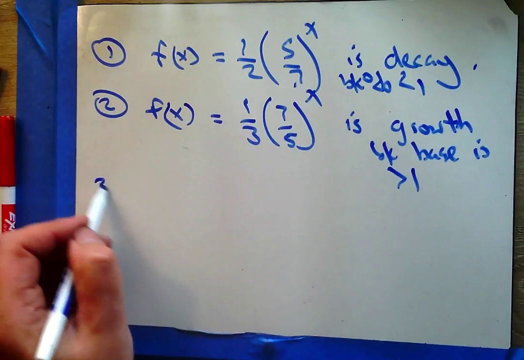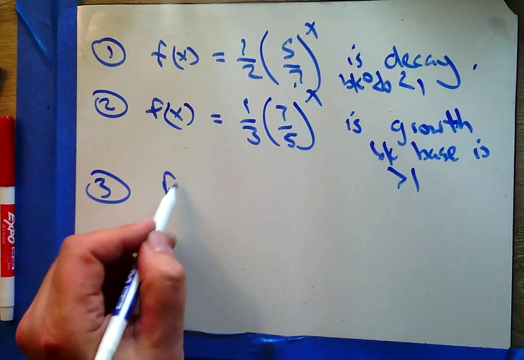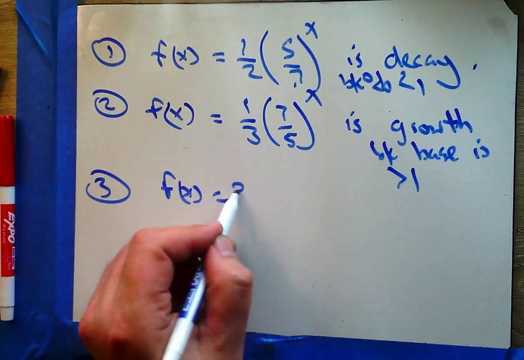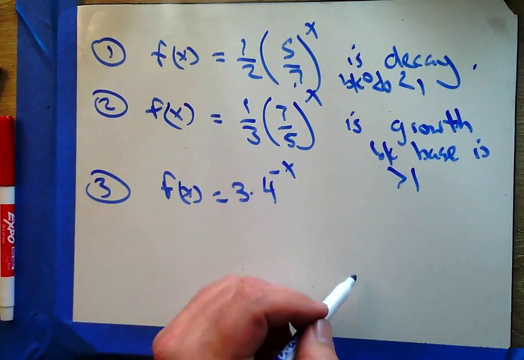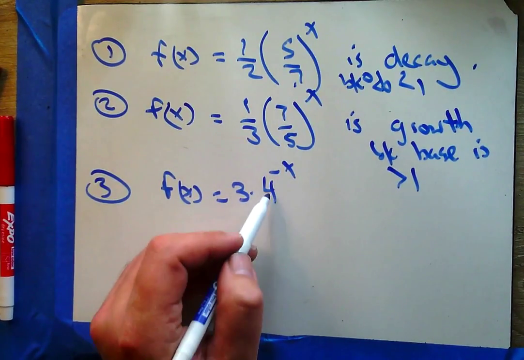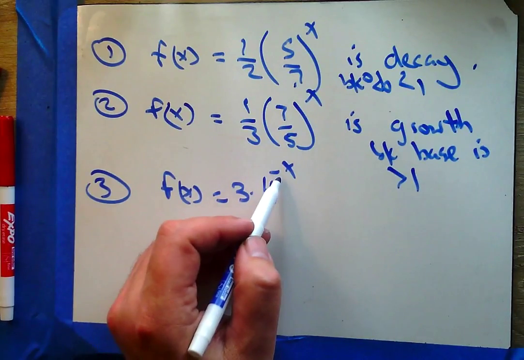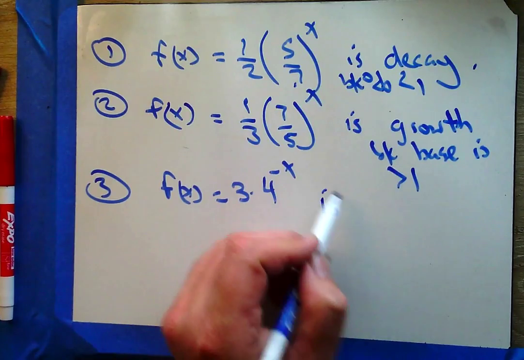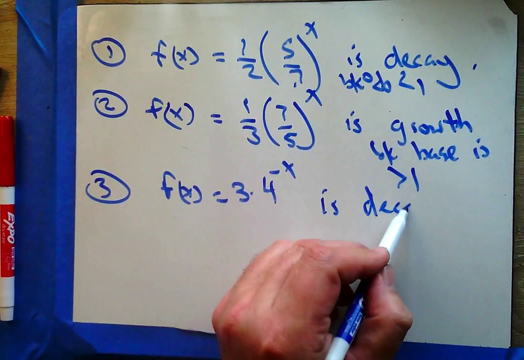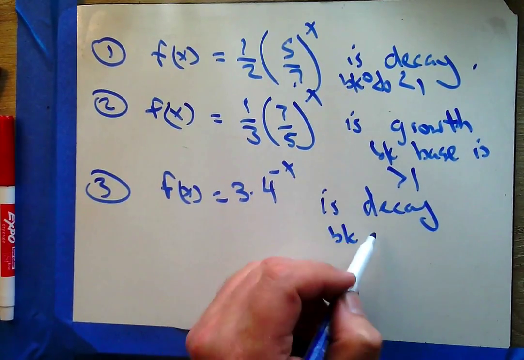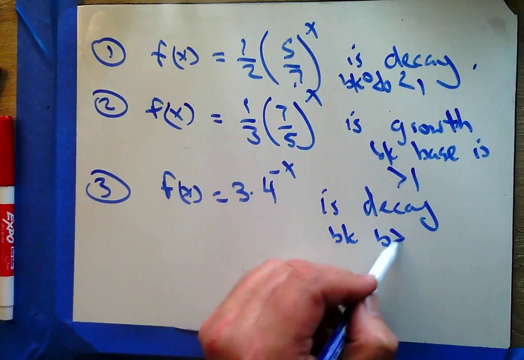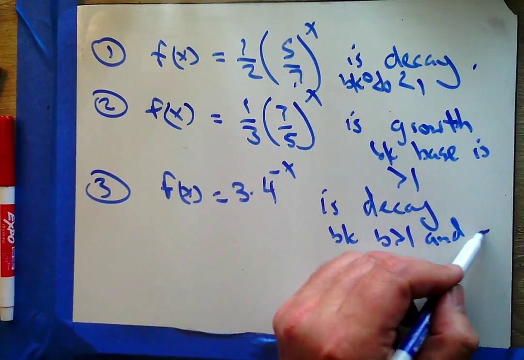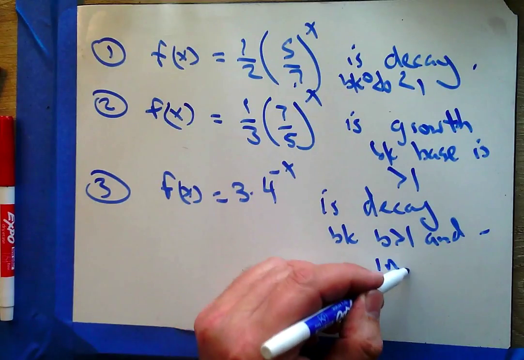All right, and 3, f of x equals 3 times 4 to the negative x. Well, while it's true that b is greater than 1, I see this negative up here, and that's going to mean that this is decay, because b is greater than 1 and there's a negative in front of x.